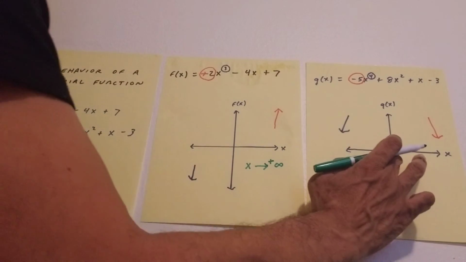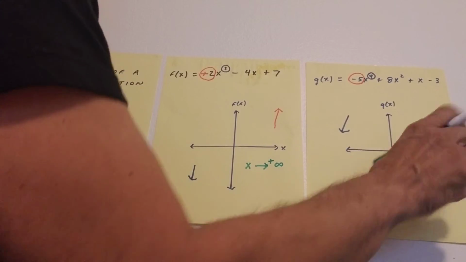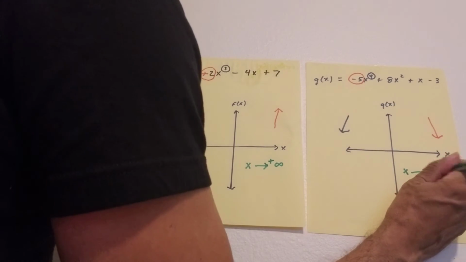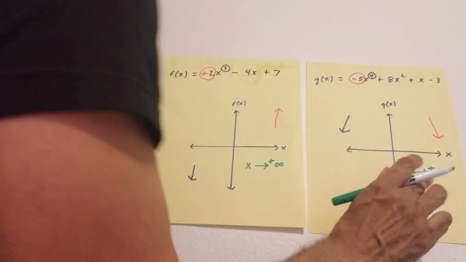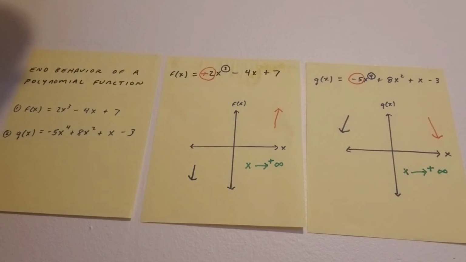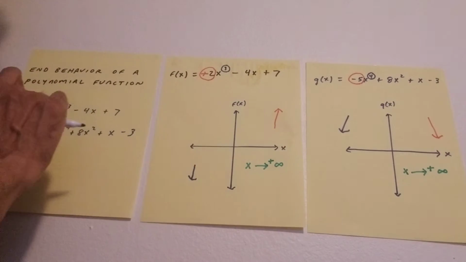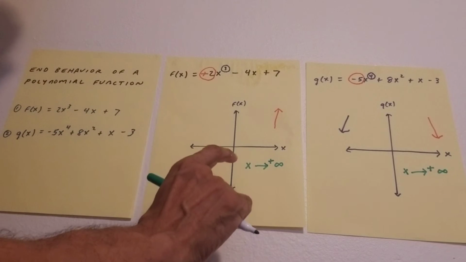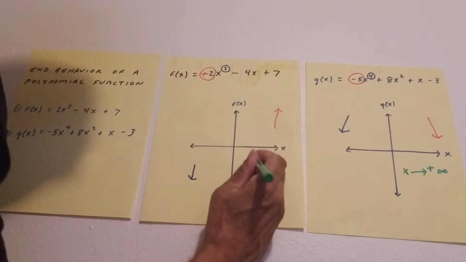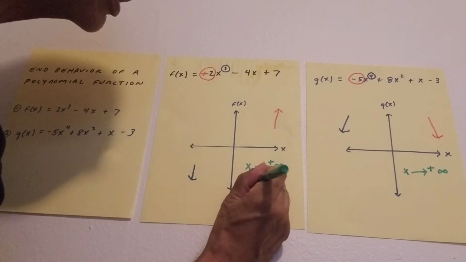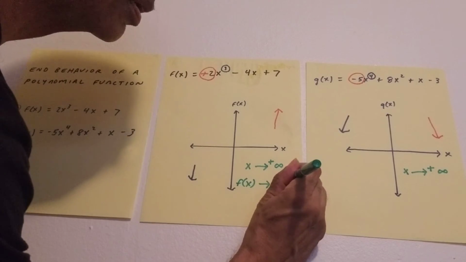For the g function on the right side, x is increasing. Your arrow is going towards infinity or positive infinity. Your x values are your input values. Now, as your x goes to the right towards positive infinity, what is the function actually doing? The f function is going up. So the function is approaching positive infinity.